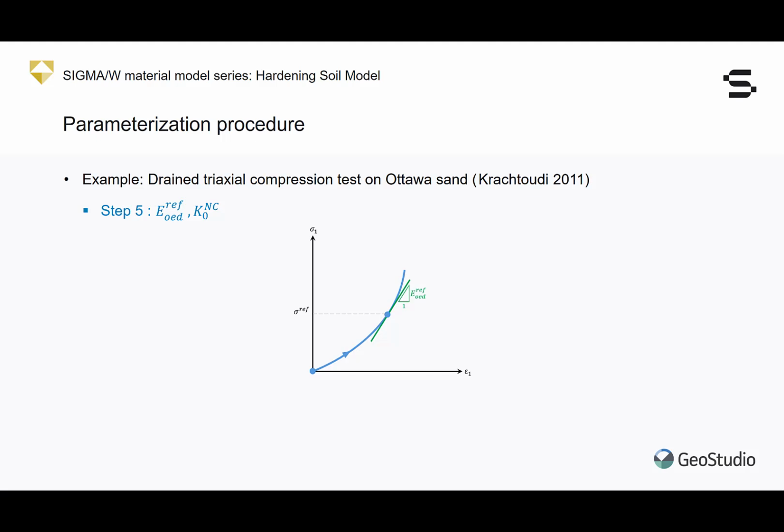For the odometer-related constants at step 5, we apply the approximate method of calculating the odometer reference stiffness. According to the value of the half-failure reference stiffness, which was calculated at the second step, we estimate the odometer reference stiffness to be 11,500 kilopascals. Jaky's formula is also used to calculate the coefficient of lateral earth pressure in terms of the effective friction angle, and from that relationship we obtain 0.506.